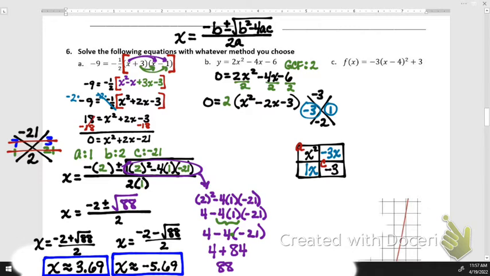What can I take out of x squared and negative 3x? I can take an x out here. What about here? 1. Positive or negative? Positive. It's touching a box that's positive, so I take that sign out. What about this way? X and negative 3. So I have 0 equals 2 times x plus 1 times x minus 3.